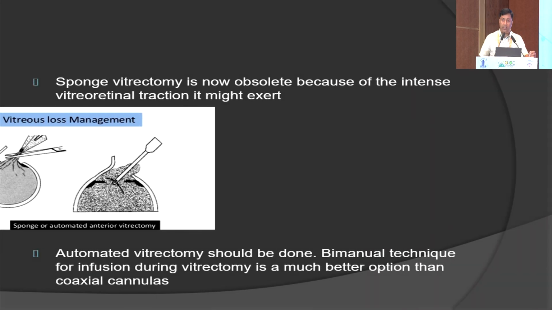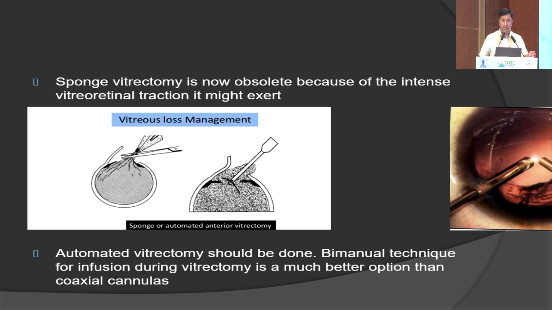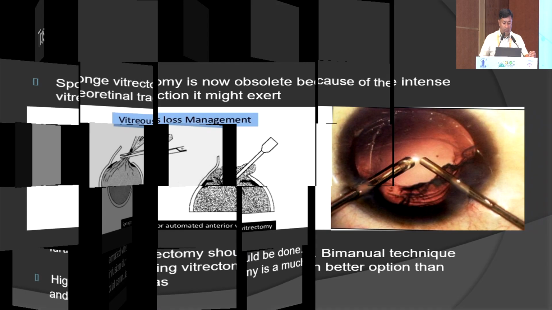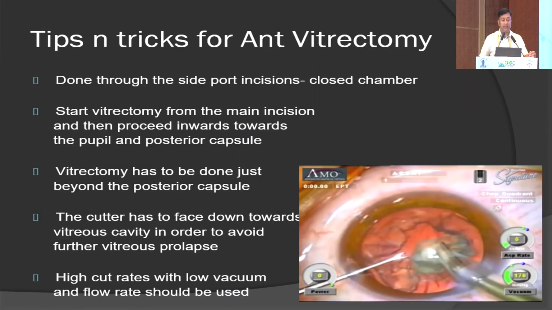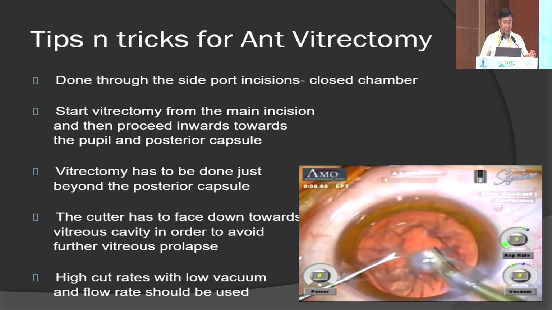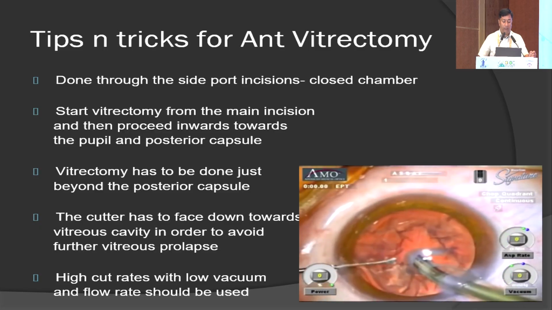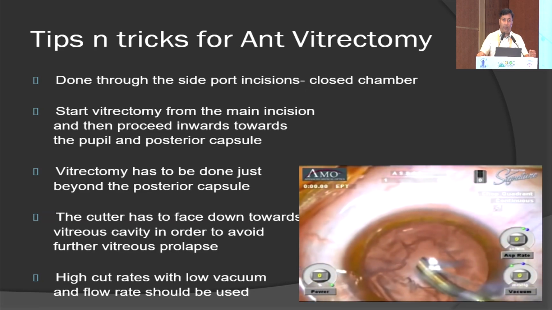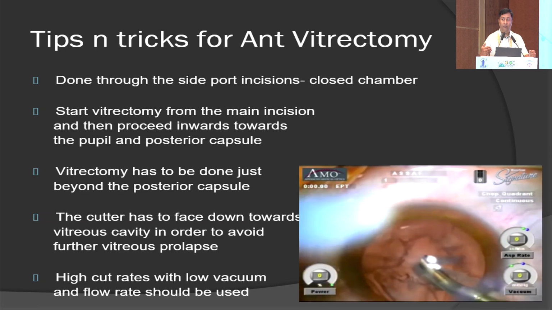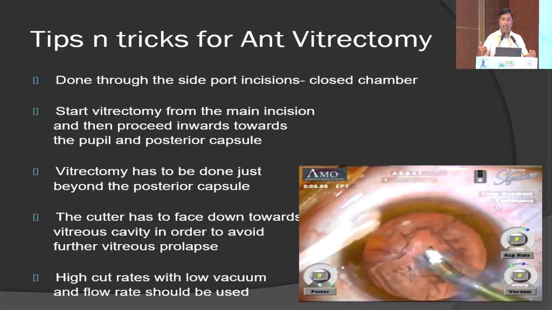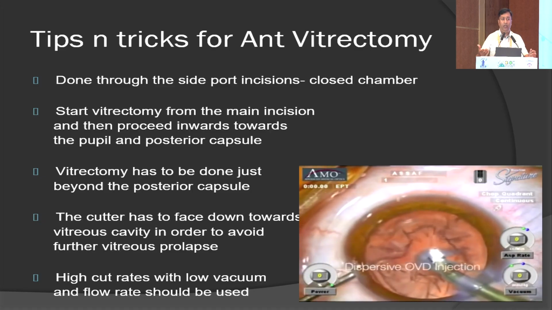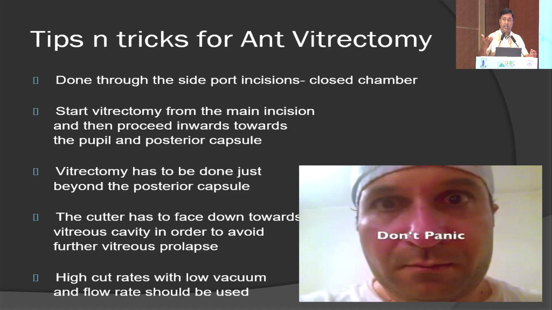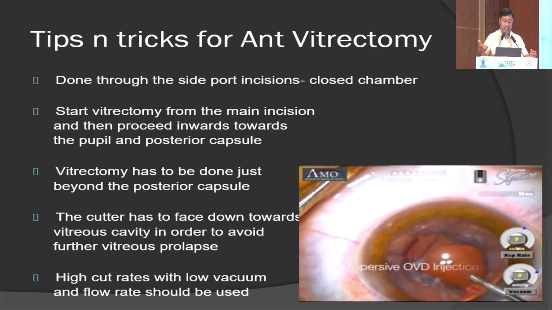Sponge vitrectomy, which was initially done, is obsolete now because of the intense pressure that it exerts on the vitreous base, leading to breaks in the post-op. Automated vitrectomy with a bimanual technique is what is usually used nowadays. This is done through a side port, which makes the chamber completely closed. We start the vitrectomy from the main incision, so that whatever vitreous has come till there can be cut first. Then you go inside with your cutter facing upwards, and the part of the vitreous that is there at the PCR is dealt with at the last.